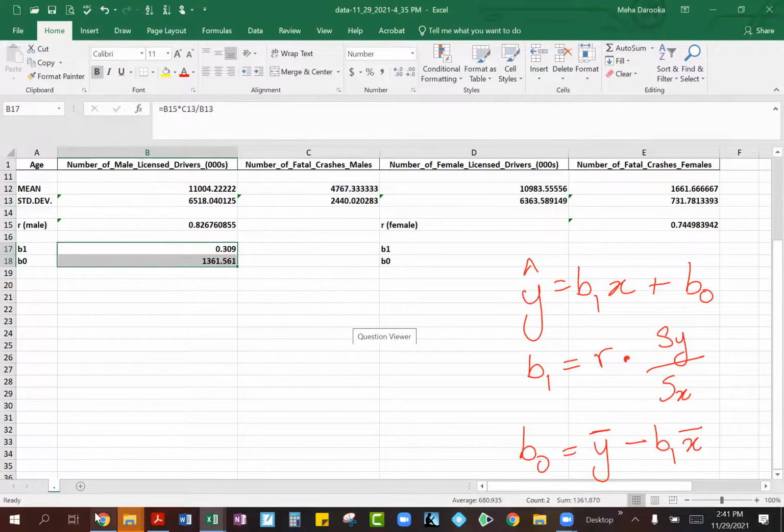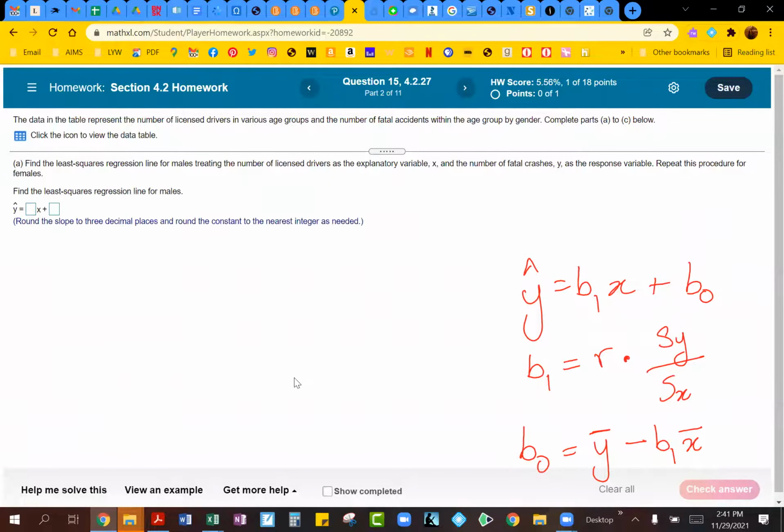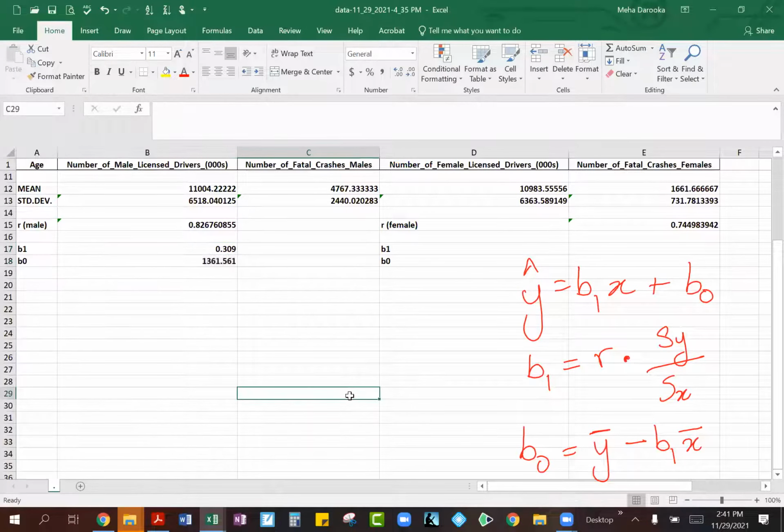I think it was 3. Okay, let's click continue. Yeah, 3 decimal places. All right, repeat the same process here for the female drivers.